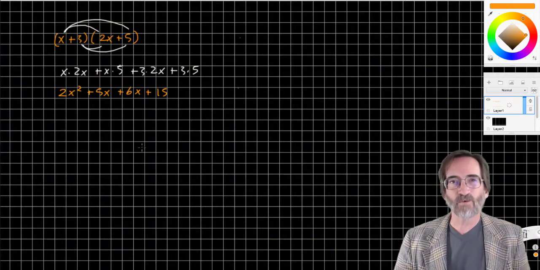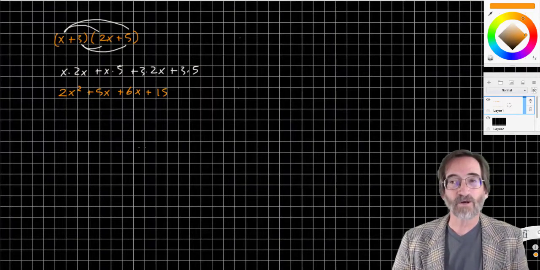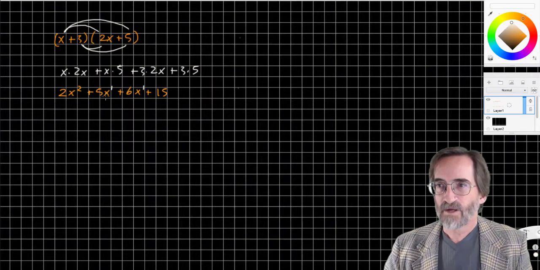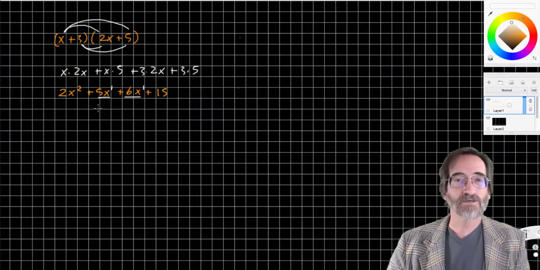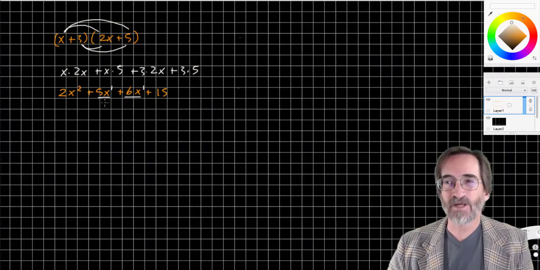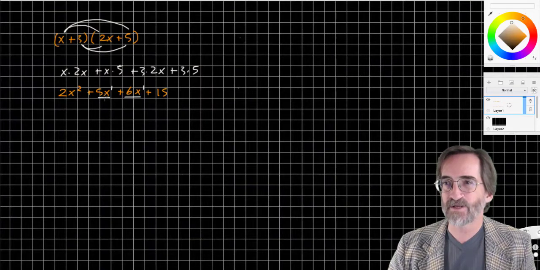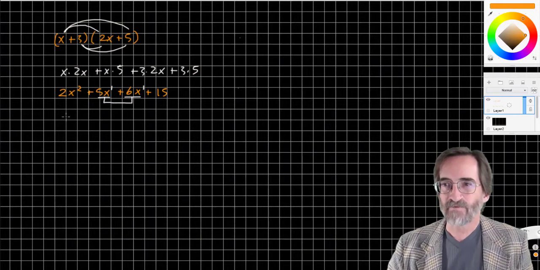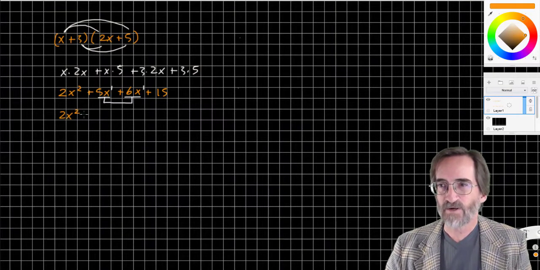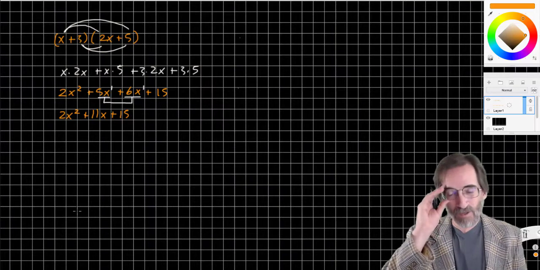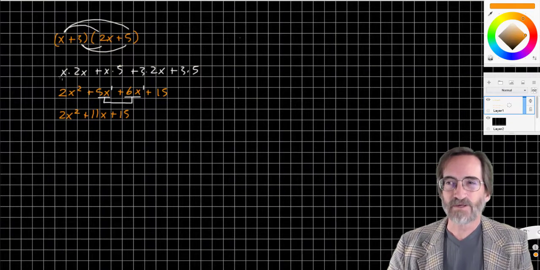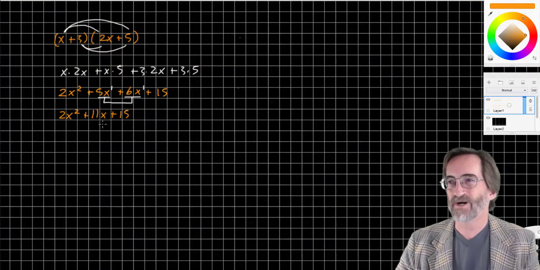And now there's always a little bit of regrouping, not always, but usually there's a little bit of regrouping. There are some like terms. These x to the 1s, if you like. These can be combined. Remember, like terms are terms that have the same variable and the same exponent. So I have 5 x's and 6 x's. That means there are 11 x's. So this becomes 2x squared plus 11x plus 15. Okay? All right, so that's really the sum of what we're doing. We're multiplying binomials by distributing. You multiply coefficients, you add exponents, and then you regroup or combine like terms.